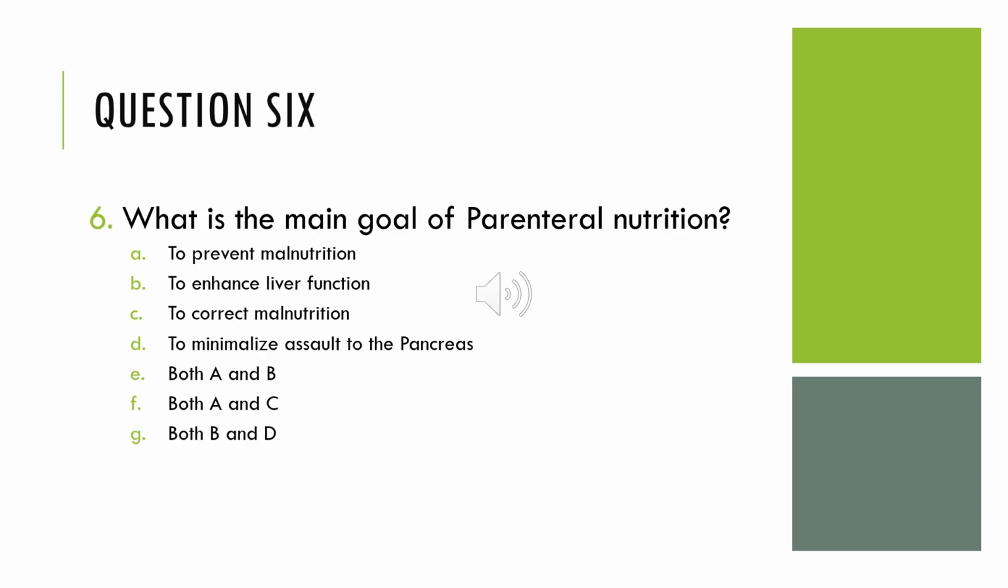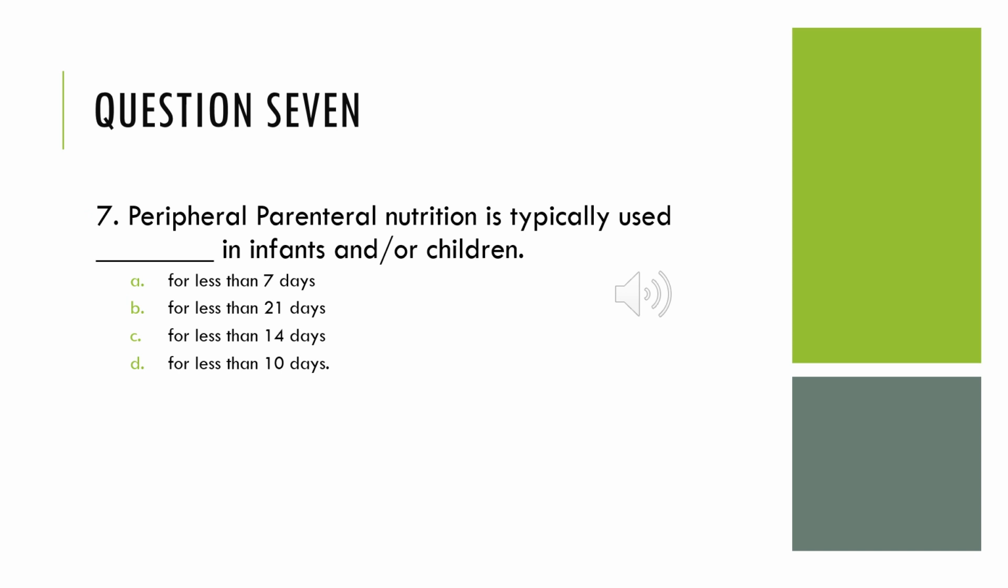Question 6. What is the main goal of parenteral nutrition? A. To prevent malnutrition. B. To enhance liver function. C. To correct malnutrition. D. To minimize assault to the pancreas. E. Both A and B. F. Both A and C. Or G. Both B and D. Question 7. Peripheral parenteral nutrition is typically used blank in infants and or children. A. For less than 7 days. B. For less than 21 days. C. For less than 14 days. Or D. For less than 10 days.